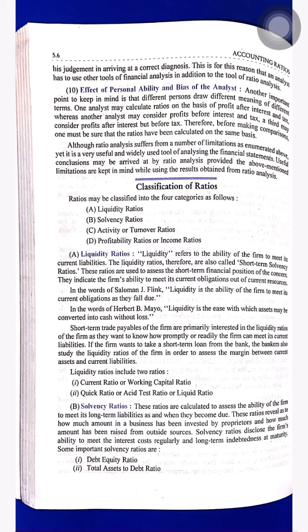As we have discussed in the previous videos of this chapter, accounting ratios or ratio analysis, we have discussed the meaning and advantages of the ratios, and now we will classify the ratios. Ratios may be classified into four categories. Number one, liquidity ratio. Number two, solvency ratio. Number three, activity or turnover ratio, and number four is profitability ratio. In it, we can get the net profit ratio, gross profit ratio, etc.